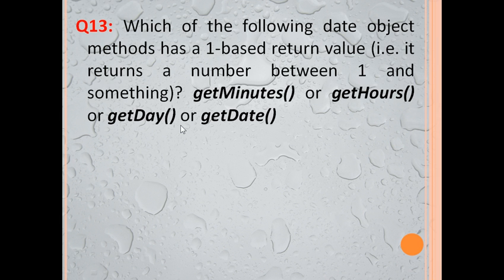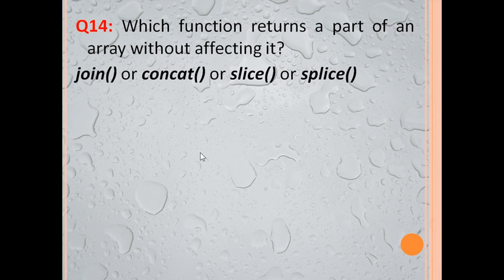Which of the following date object methods has a 1 based return value? That is, it returns a number between 1 and something. getMinutes, getHours, getDay, or getDate? The answer is getDate because it returns a number between 1 and 31 depending on the date value. Which function returns a part of an array without affecting it? Slice.